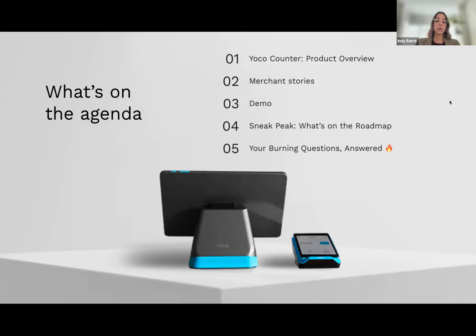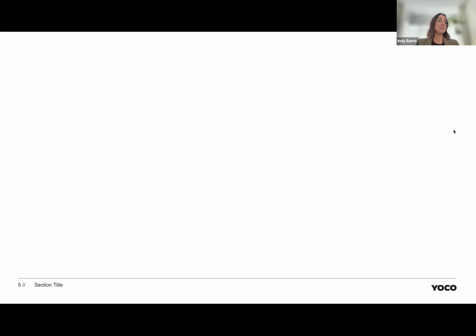In terms of what we get up to today, we've got a full agenda. We're going to start with an overview of the product, share some merchant stories, and then go a little bit deeper with a product demo, from setup to selling with Yoco Counter. We're also going to give you a sneak peek into what's coming up next and wrap up the session by answering your burning questions. So to kick things off, I'm going to share a product sizzle reel from our marketing team.